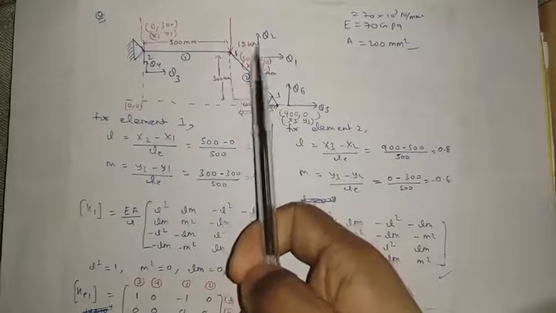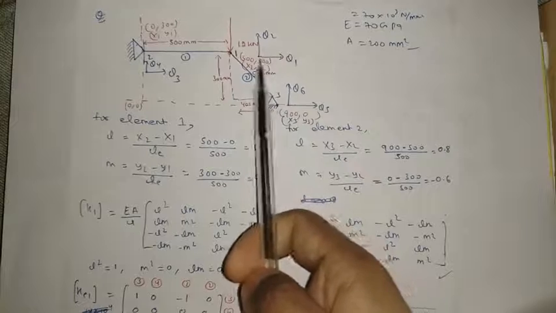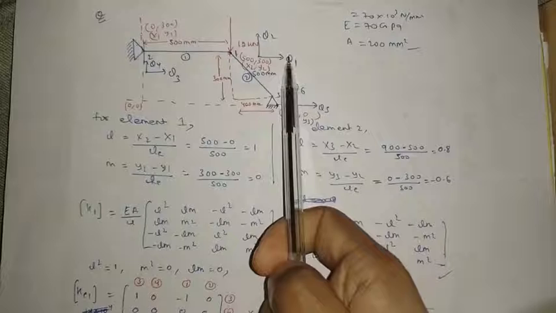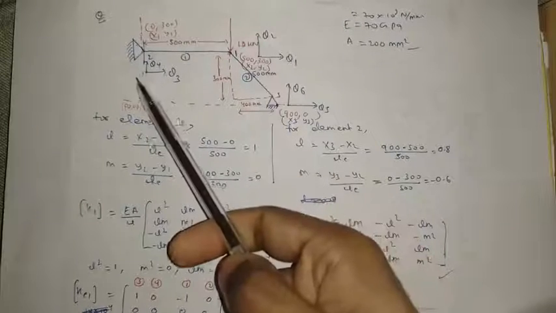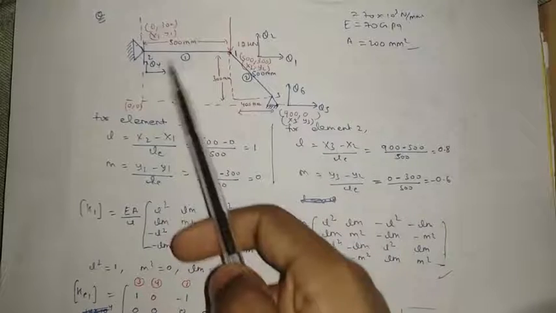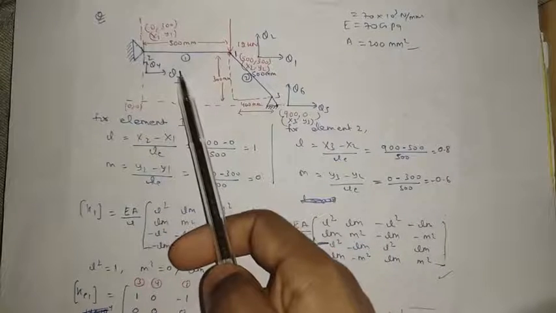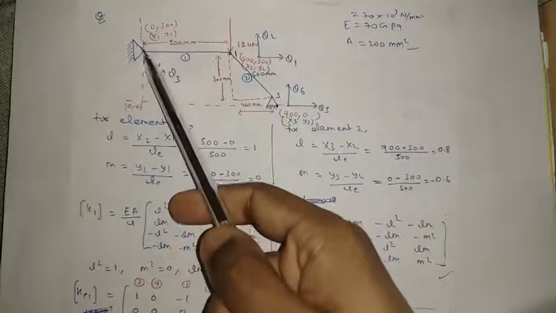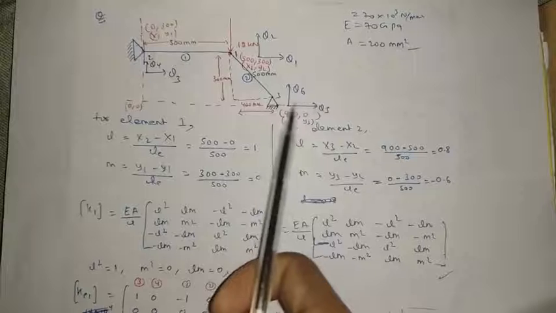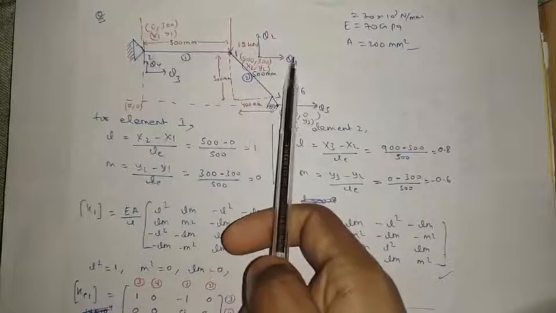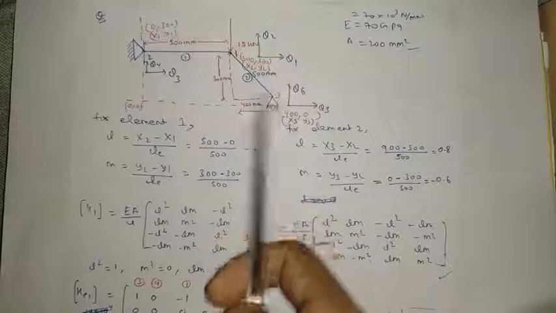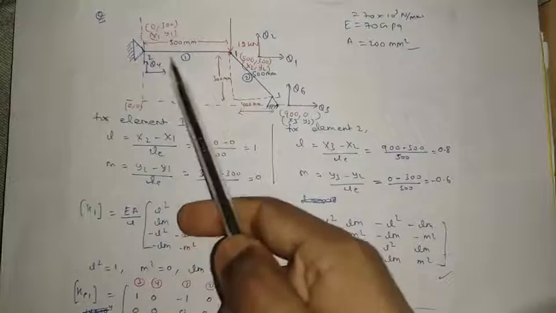The trick is this: for this node, give the nodal displacement in the x direction as q1, and in the upward direction q2. Similarly for node 2, q3 in the plus x direction and q4 in the y direction. And similarly for node 3, we write q5 and q6. Understood? So 1, 2, 3, 4, 5, 6, these are the nodal displacements at the given nodes.